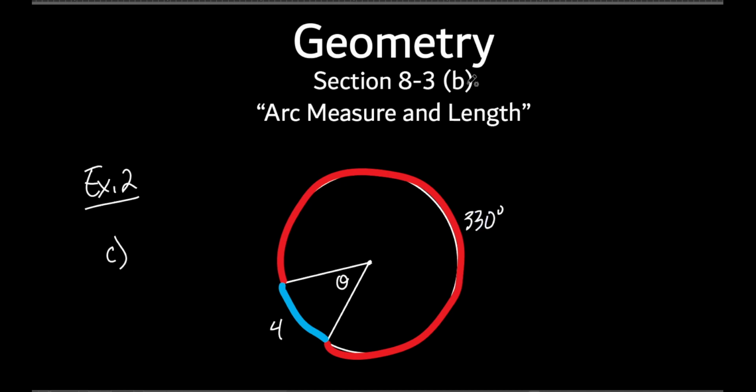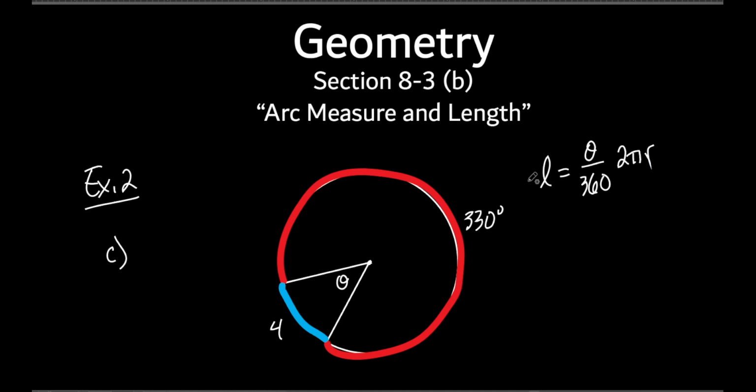To find the radius? Well, anytime you have the length of an arc, we had a formula for it. What was it? Length equals theta over 360 times the circumference. What is the circumference? 2 pi r. Okay? Everybody got that? All right, so now let's just plug stuff in, see what we get.